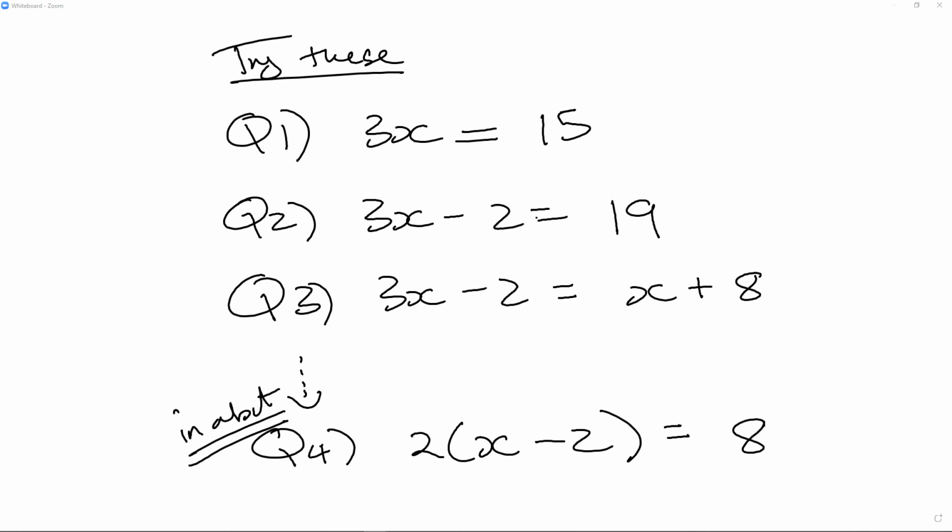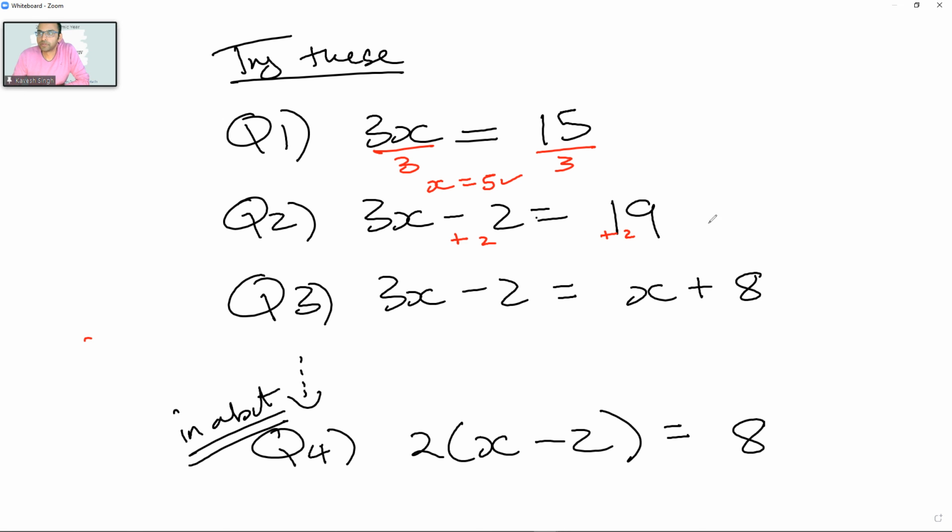So basically, if we start off with the first one here, we're going to divide both sides by 3, right? And we're going to get x equals 5. The next one, we're going to plus 2 on both sides, or move the 2 over, and you're going to be left with 3x on the left-hand side, and 2 plus 19 gets you 21. Divide by 3 on both sides, and you get x equals 7. Good.